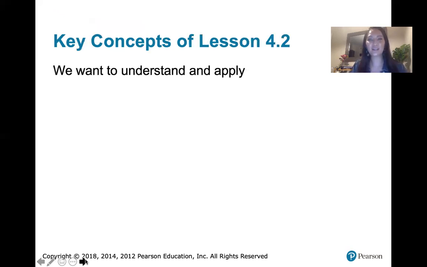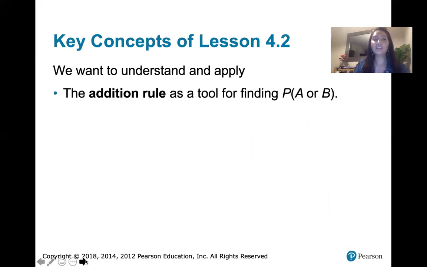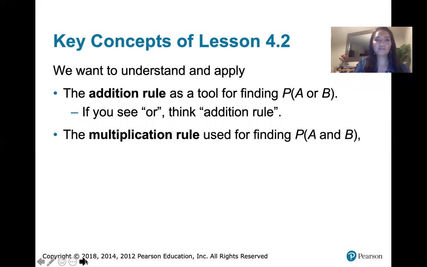So here are the key concepts of lesson 4.2. Basically, we just want to understand the addition rule and the multiplication rule, and we want to be able to apply them. So the addition rule is a tool for finding the probability of event A happening or event B happening or both happening. Whenever you see the word or, I want you to think addition rule.